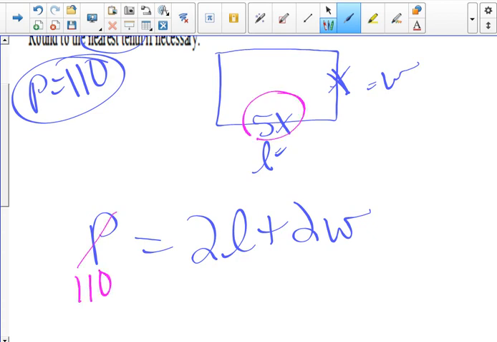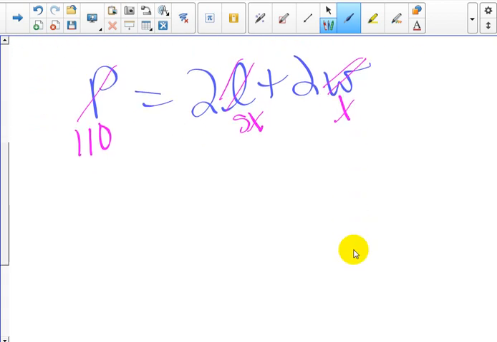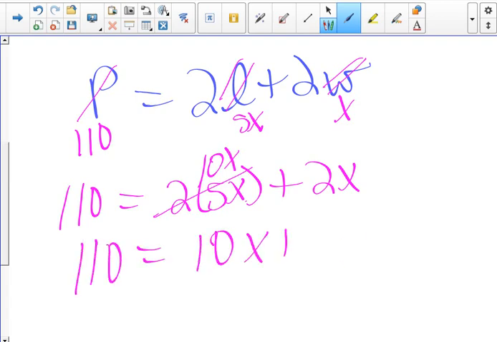And we know the length is 5x. So replace that with 5x. And the width is x. So replace that with x. Now let me rewrite this with my new calculations. 110 equals 2 times 5x plus 2x. Well, 2 times 5x is 10x. So we have 110 equal 10x plus 2x, which is 12x.